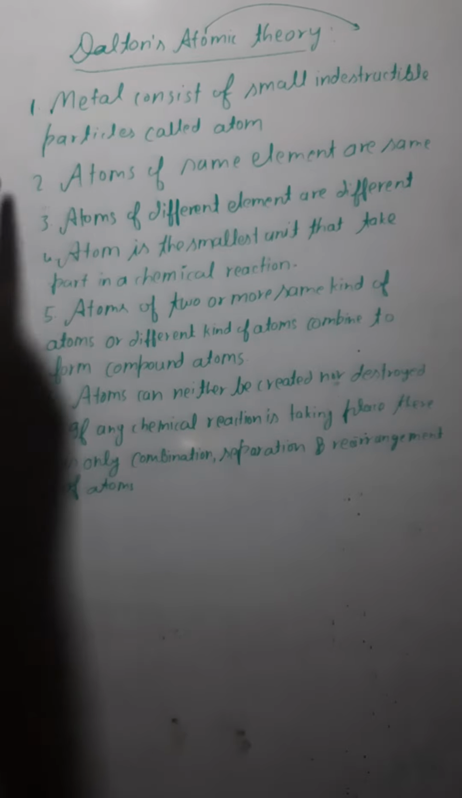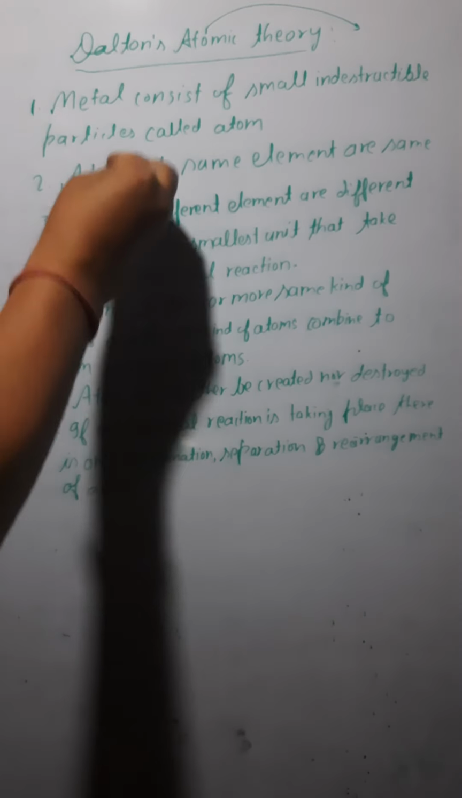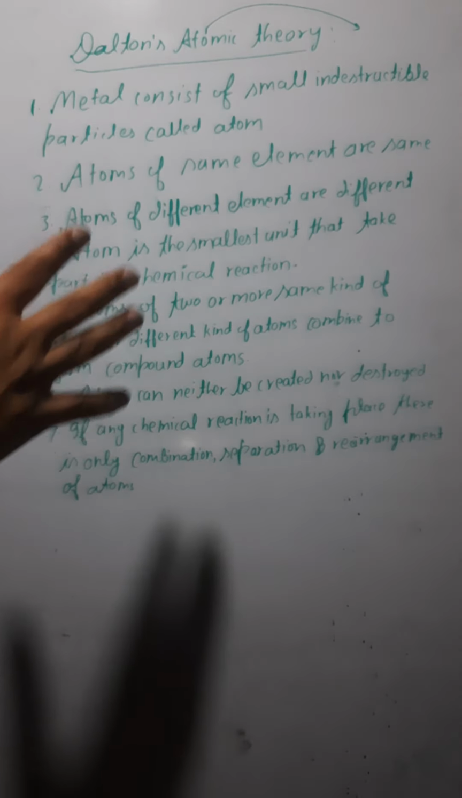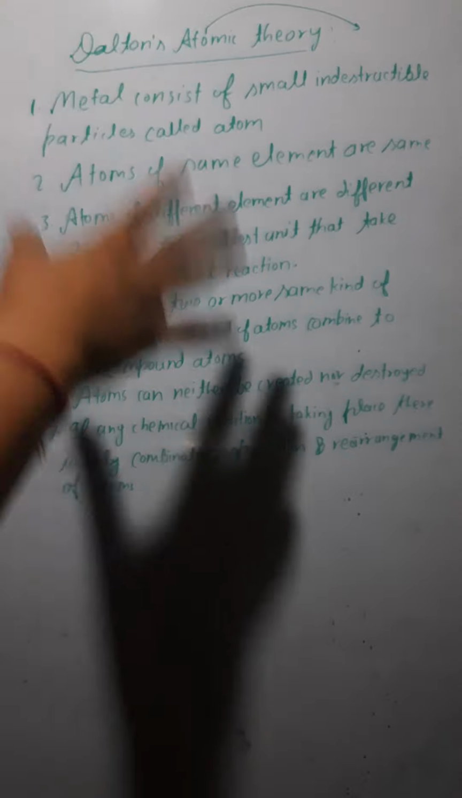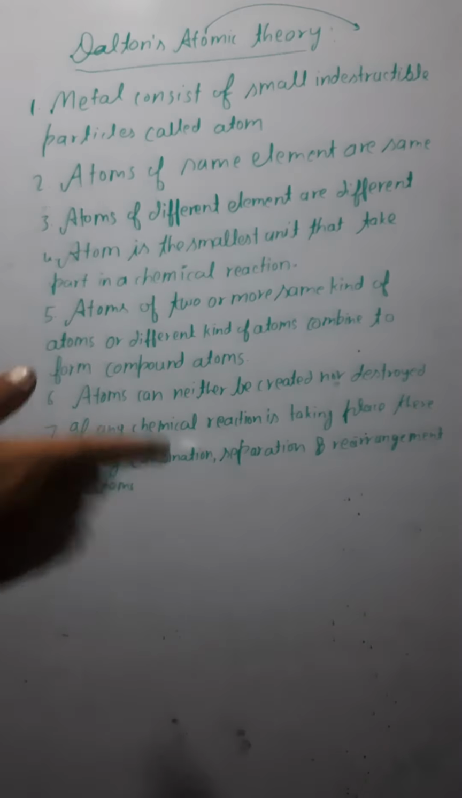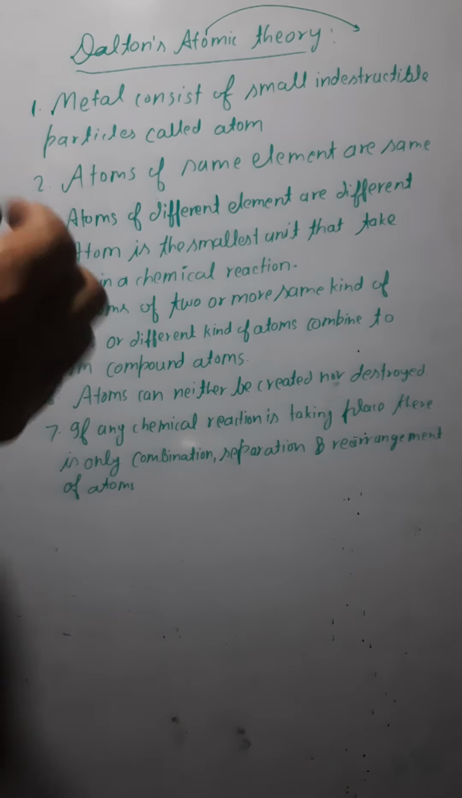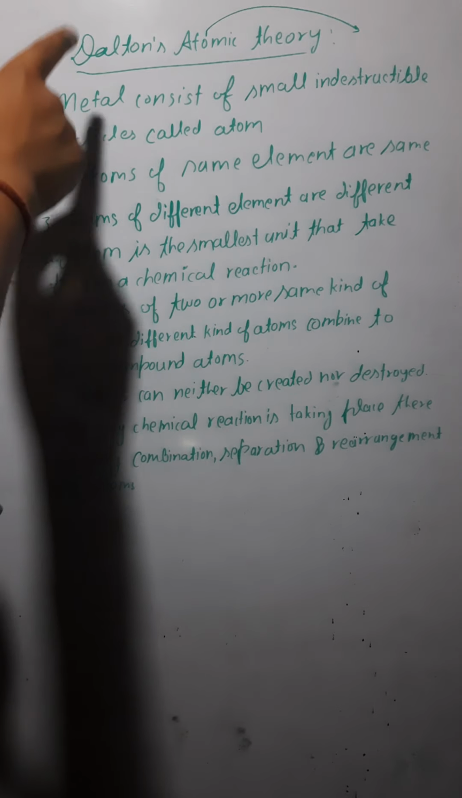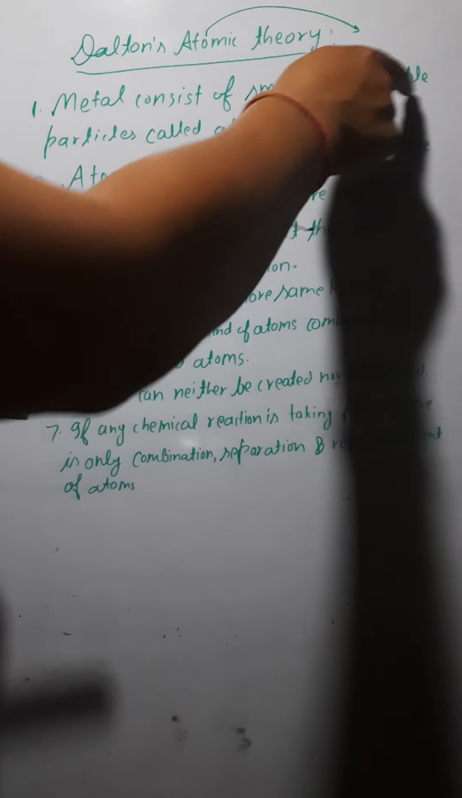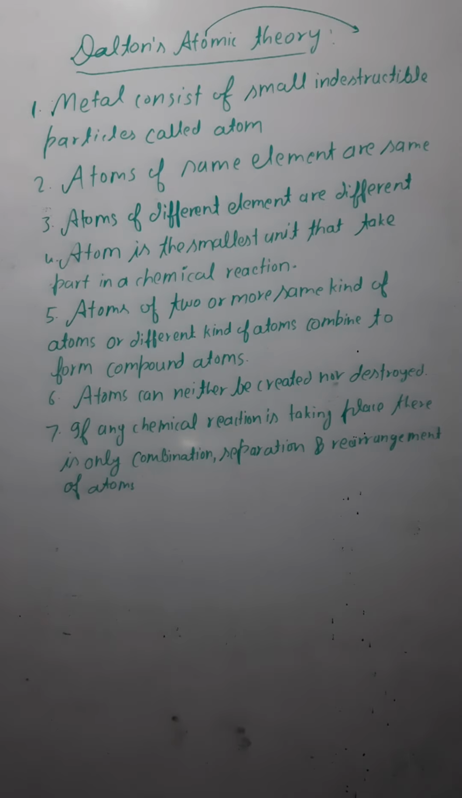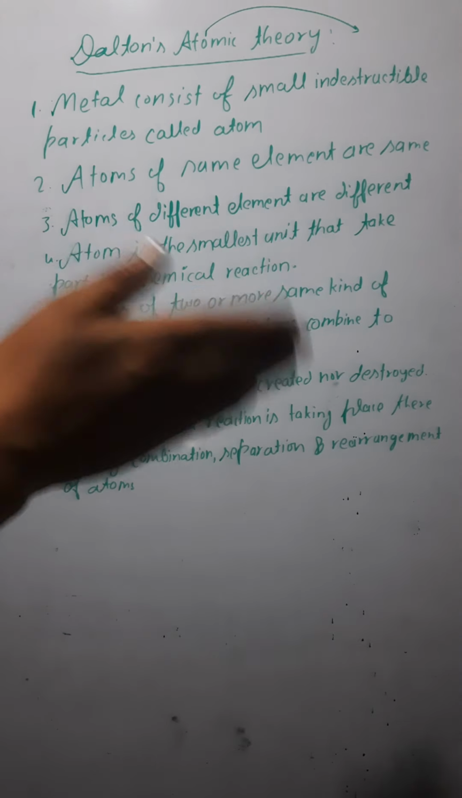The first postulate is that matter consists of small indestructible particles called atoms. It means all matter, whether iron, gold, etc., consists of small indestructible particles, which you cannot cut further. Indestructible means, as I just told you, atoms are the smallest particles that you cannot cut further. So the first postulate is that matter consists of small indestructible particles, which you can call atoms.